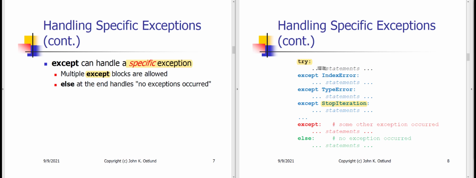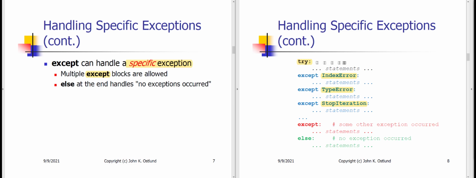So if we fear that an index error might occur, we can set up an except block to specifically handle that type of exception. If we fear that a type error might occur, for example, if we accidentally use a string in a context where a floating point number is required, that might generate a type error, or our stop exception error, or various other kinds of errors.